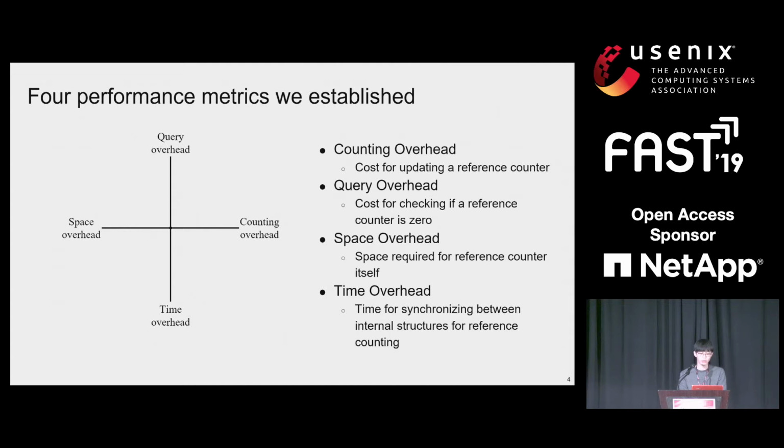The next one is the query overhead, which specifies the cost for checking if a reference counter is 0 or not. The third one is the space overhead, which is the space required for the reference counter itself. The last one is the time overhead, that is the time needed for synchronizing between internal structures for reference counting. As you can see in this figure, the ideal scheme should have a low overhead in all directions.